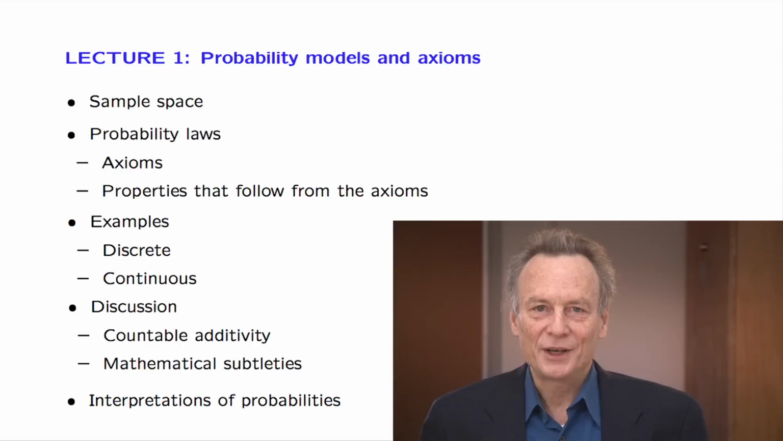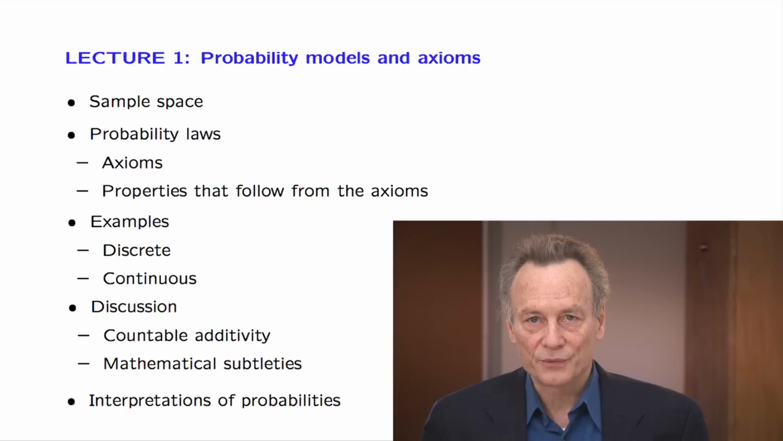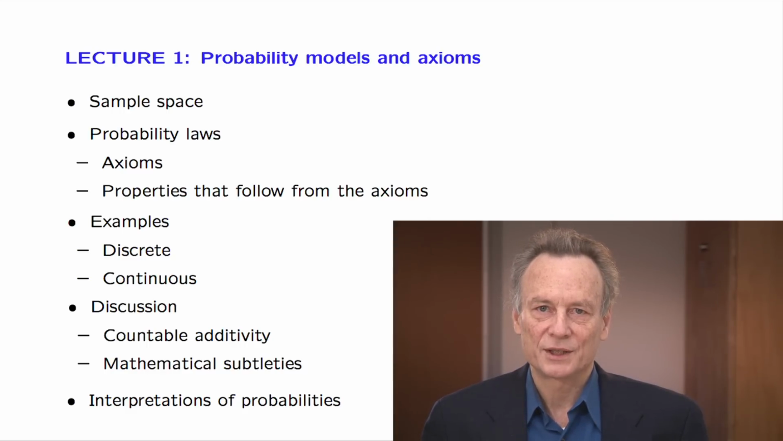Interestingly, there will be very few axioms, but they are powerful, and we will see that they have lots of consequences. We will see that they imply many other properties that were not part of the axioms. We will then go through a couple of very simple examples involving models with either discrete or continuous outcomes. As you will be seeing many times in this class, discrete models are conceptually much easier. Continuous models involve some more sophisticated concepts, and we will point out some of the subtle issues that arise.